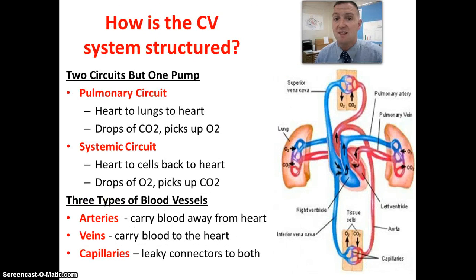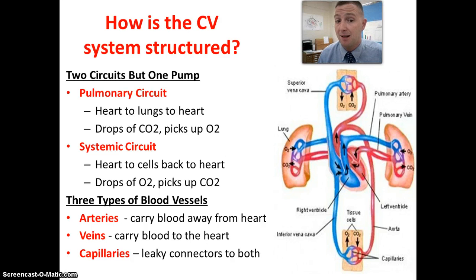So how is this system structured? Okay, if you're looking for the picture, I'm going to blow it up at the end, make it bigger so it's easier to see. But we have two circuits, the pulmonary circuit and the systemic circuit. Pulmonary means lungs. Okay, so it's heart to the lungs, back to the heart. Here's my pulmonary circuit. It goes out of the heart to the lungs and back to the heart.